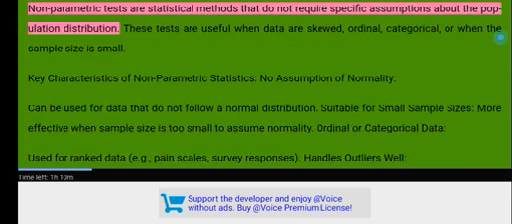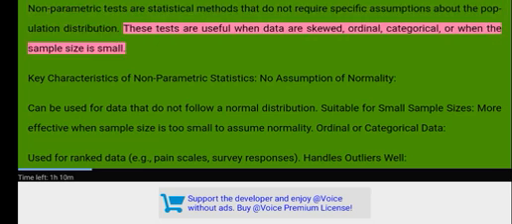Non-parametric statistics. Non-parametric tests are statistical methods that do not require specific assumptions about the population distribution. These tests are useful when data are skewed, ordinal, categorical, or when the sample size is small.